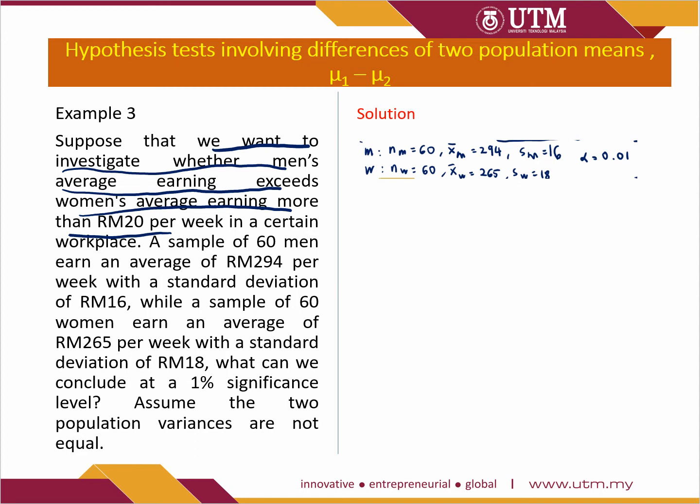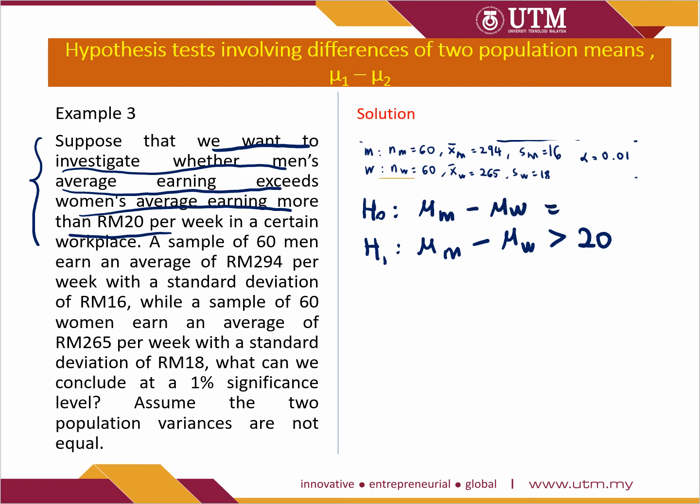So here we can write, this is our claim. We want to investigate whether the average of men is more than the average of women by more than 20 ringgit. So here we can write our alternative hypothesis: the mean from men exceeds the mean from women by more than 20 ringgit. For our null hypothesis, the difference of the two means is equal to 20 ringgit. Okay, so this is our hypothesis.